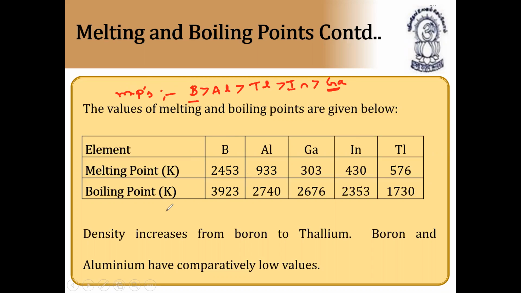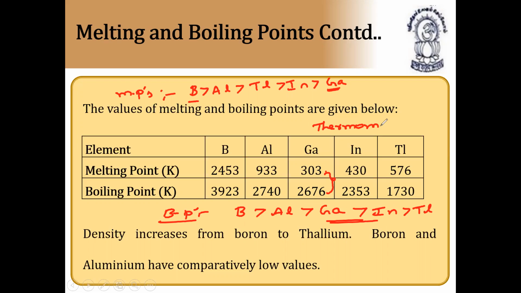Similarly, for boiling points in decreasing order: boron greater than aluminium, greater than gallium, greater than indium, greater than thallium. Boiling point follows a regular trend. Since gallium has a large difference between its melting point and boiling point, it is used as a thermometric liquid. Why? Because it can read a wide range of temperatures, from 303 kelvins to 2676. That's why gallium is used as a thermometric liquid. This point is also important.